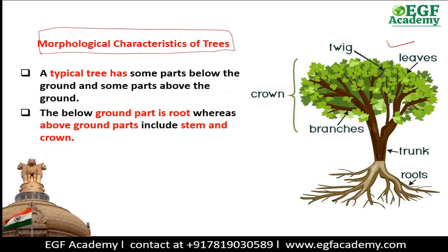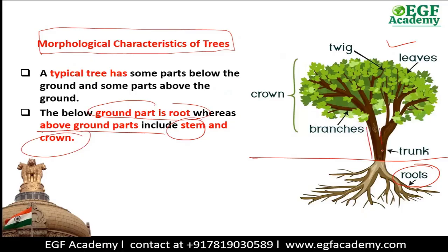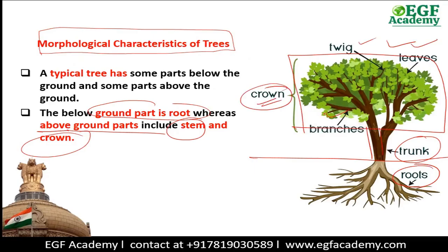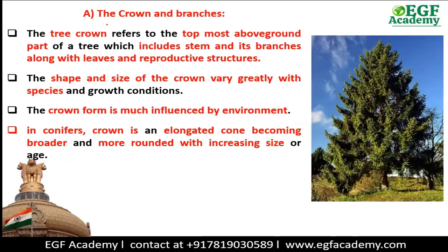Morphology means outer appearance. In a typical tree, there are 2 parts. One is the underground part, that is the root, and the other is the above-ground part, which includes the stem and crown. This is the stem, also known as the trunk, and this above portion is known as the crown. Crowns include leaves, twigs, and branches. All these together are known as the crown. So the crown of the tree includes the stem, branches, leaves, and reproductive structures.